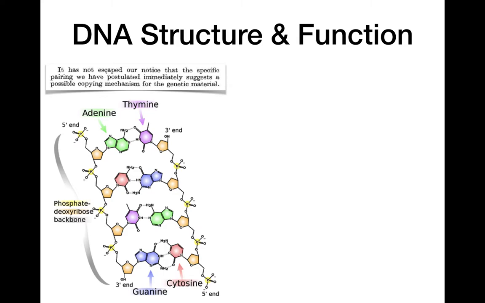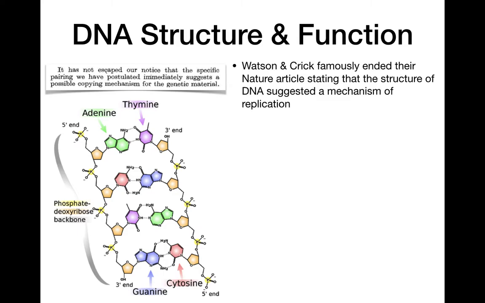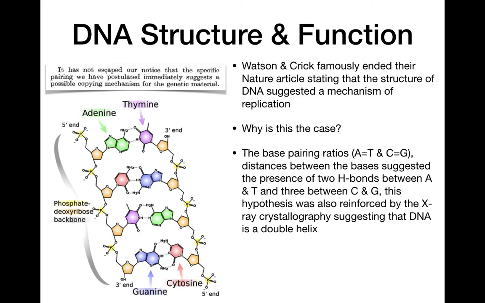Okay, let's talk about DNA structure again. Watson and Crick, in their famous article, suggested that the structure of DNA suggested its own mechanism for replication. And here's that quote, which you've seen before. Why is that the case? Well, the base pairing, right? The complementary base pairing suggests that the way to do it is to match up one strand to the next.